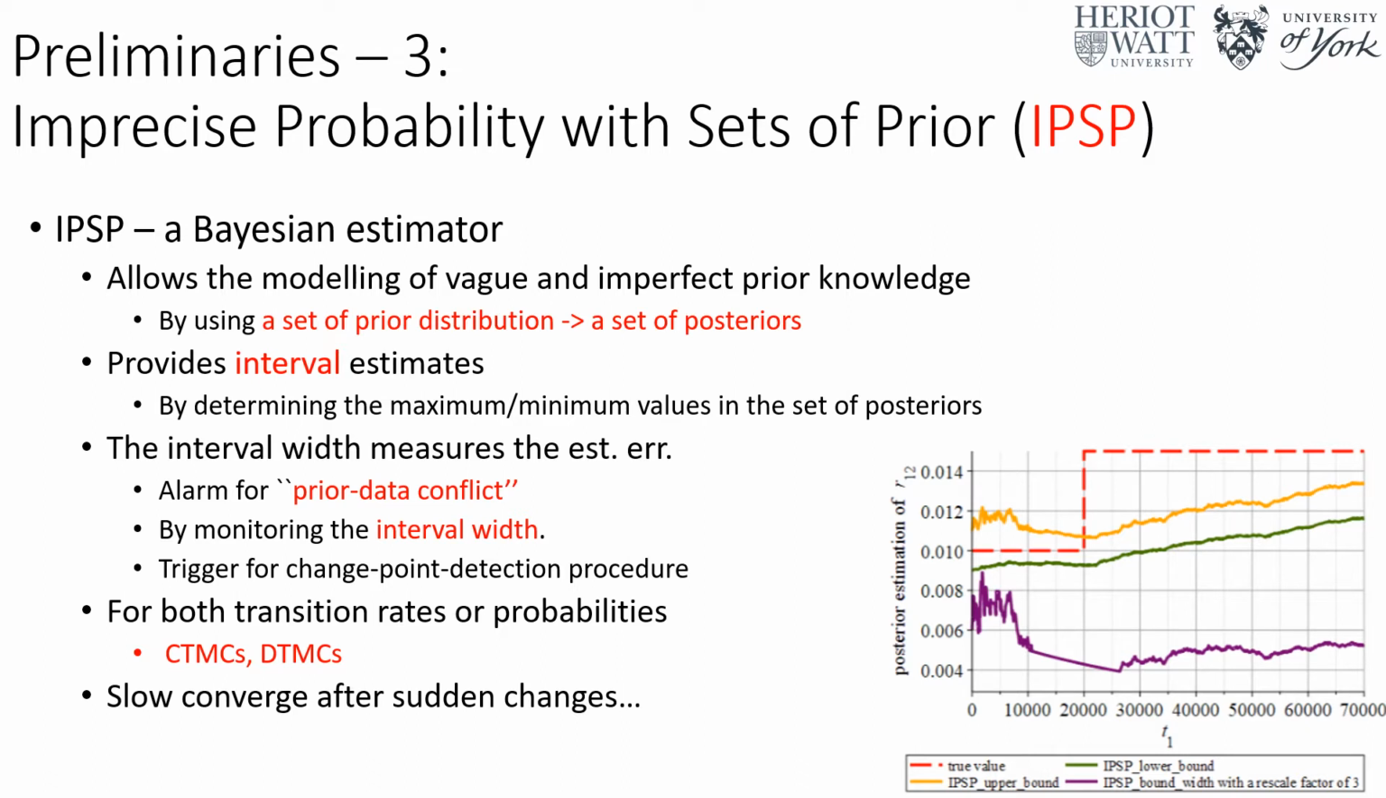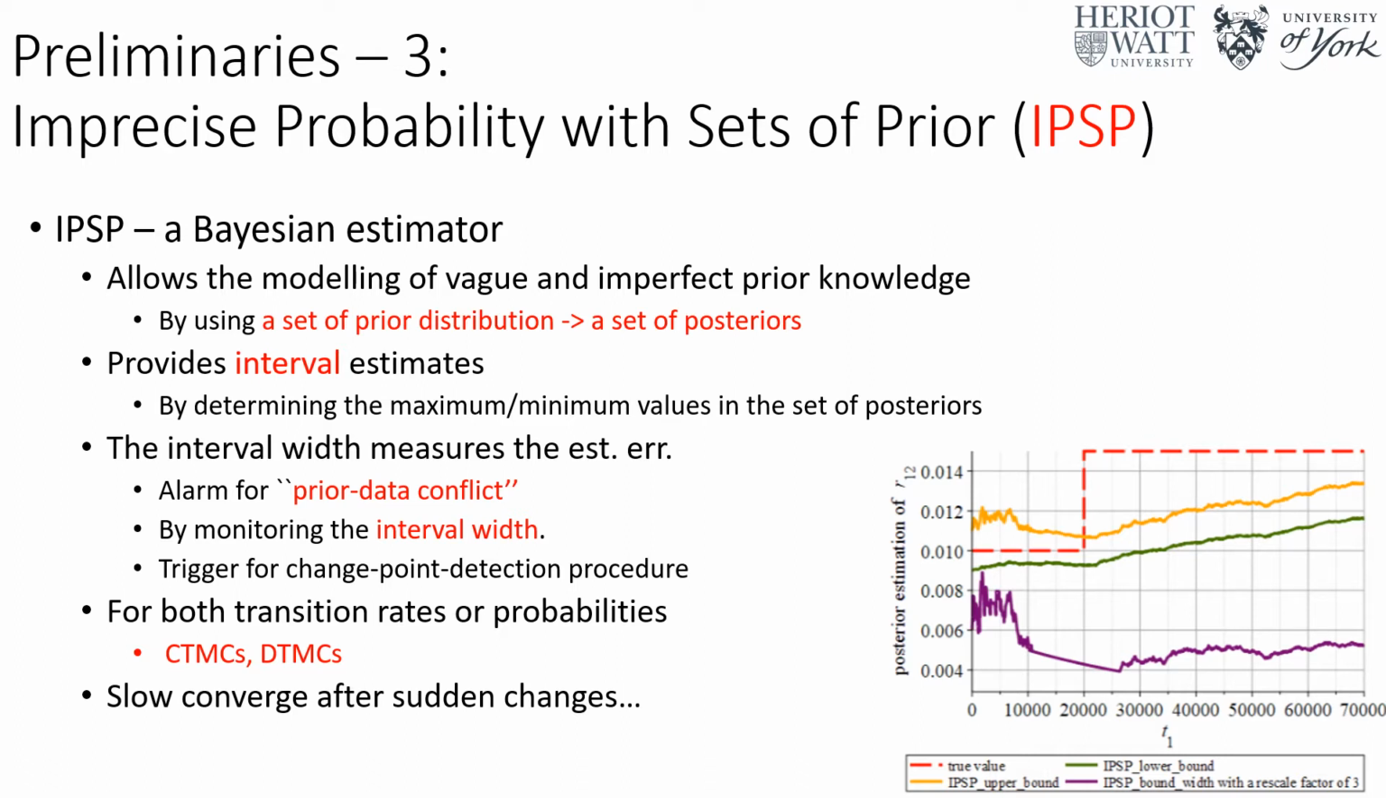And a feature of IPSP is that the width of the interval provides a measure of the estimation errors, and by monitoring the growth of the interval width, IPSP may detect the prior data conflict phenomenon, which is when what you believed is conflicting with what you observed. So as you will see later, this is a very important feature in our approach that is used as the trigger for the online change point detection procedure.